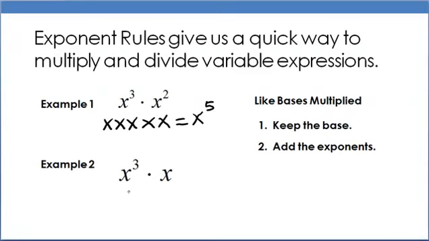Let's look at another example. X cubed times x. If we write out what it means, x cubed is x times x times x, and then we have another x all multiplied. So if we go to exponential form here, we have one base, which is x, so we keep the base, and we have 1, 2, 3, 4 copies of the x, so our exponent is a 4. So when you're adding the exponents, if you don't see an exponent, remember to add a 1. So we have to do 3 plus 1 to get 4.